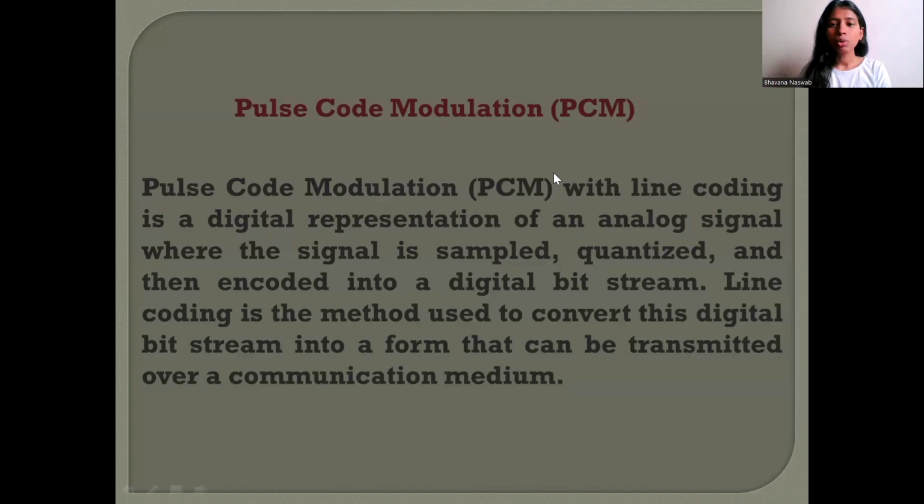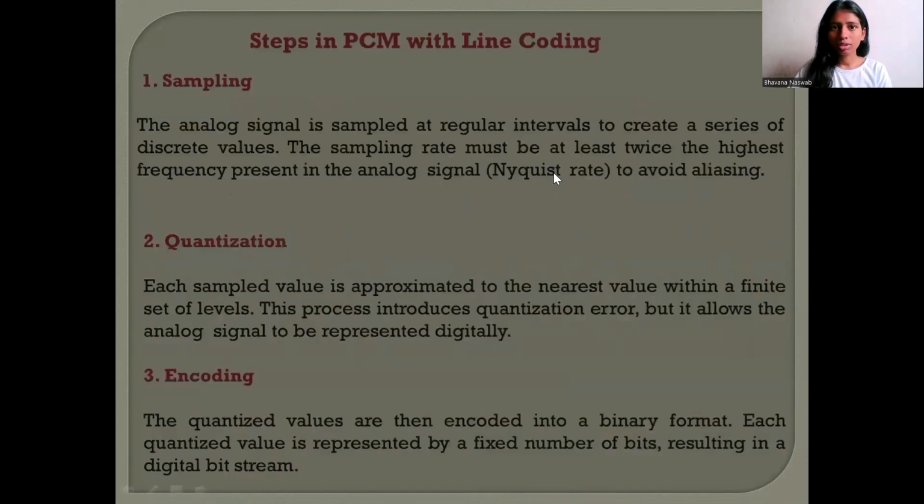Pulse code modulation with line coding is a digital representation of an analog system where the signal is sampled, quantized, and then encoded into a digital bit stream. Line coding is a method used to convert this digital bit stream into a form that can be transmitted over a communication medium. So there are a few steps in line coding.